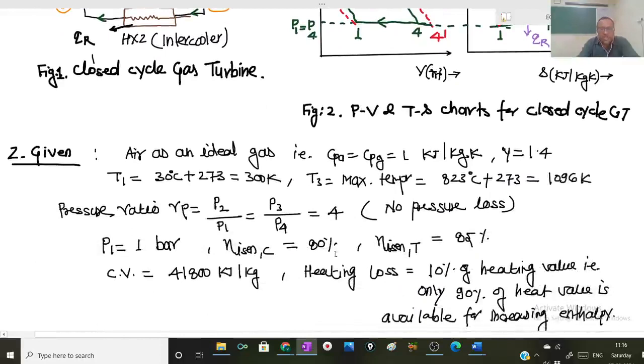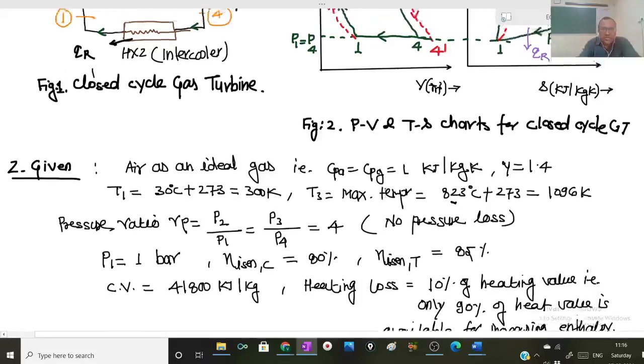So T3 is the maximum temperature or top temperature. It is given 823 degrees Celsius. Convert it into Kelvin, 1096 Kelvin. Then pressure ratio is given as 4.